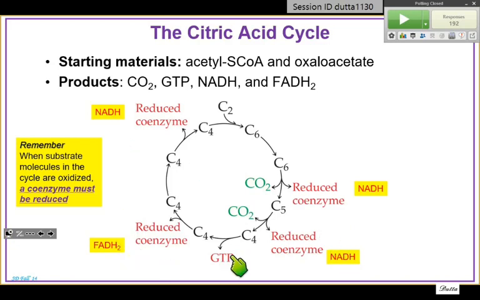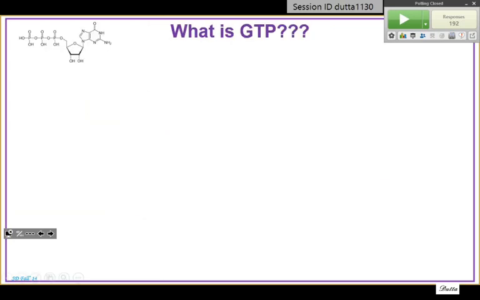4 reduced coenzymes. Where does the oxidation reduction take place? So you see the reduced coenzyme means these steps are the oxidation reduction steps. This can be divided into 2 halves. And one is called generation, another is called regeneration.